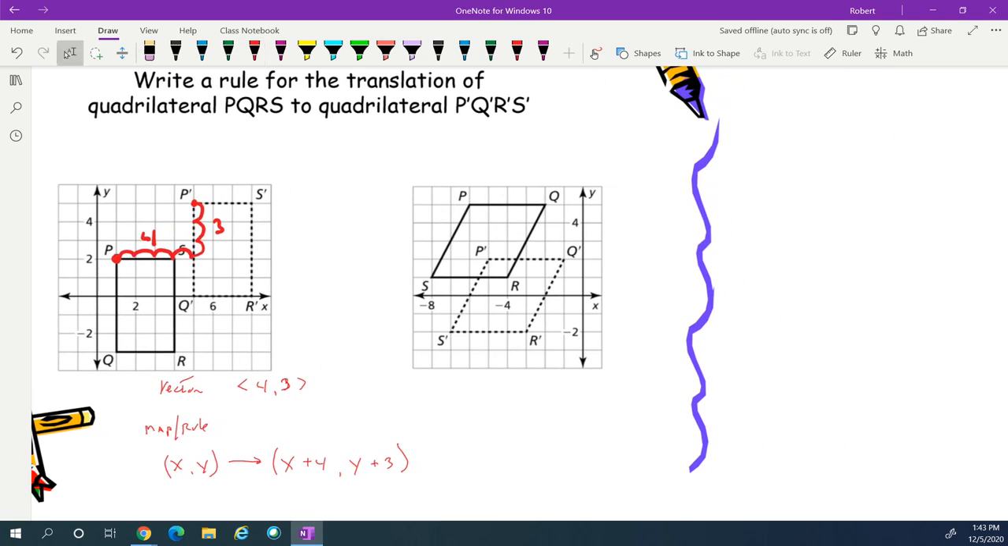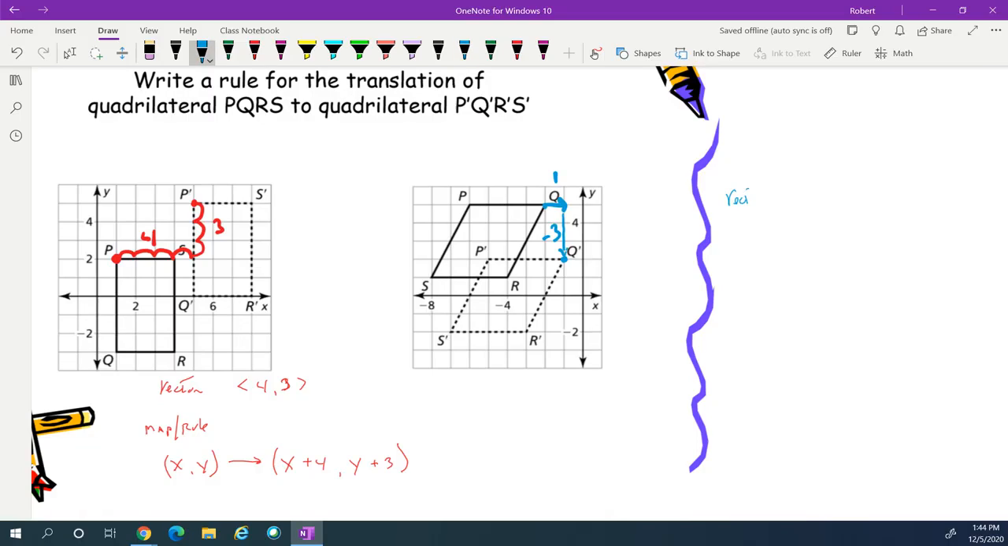Let's look at the second one. And I'm going to approach it the exact same way. Original to new. Original does not have a prime indicator. The new one does. So I need to know my direction. So for example, and I can choose any vertex, Q to Q prime. I go over. So this is to the right, 1. And then I'm going down. So down is -3. And I'm just counting.